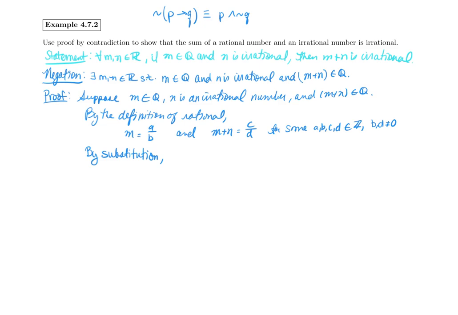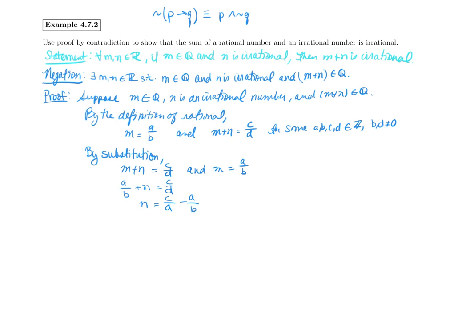So by substitution, we know that m plus n equals c over d. And we know that m equals a over b. Now we can substitute that m into our equation. So we end up with a over b plus n equals c over d. So here we're going to solve for n. So subtract the a over b from both sides. So we have c over d minus a over b.